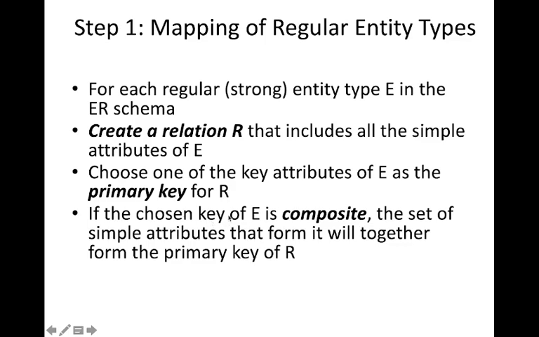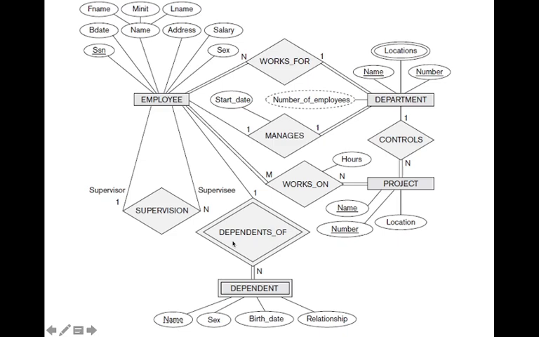Then, if the chosen key of E is composite, remember what a composite attribute is: it consists of many simple attributes. So if it is a composite key attribute, then the set of simple attributes that form it will together form the primary key of R. So that is what we have to do.